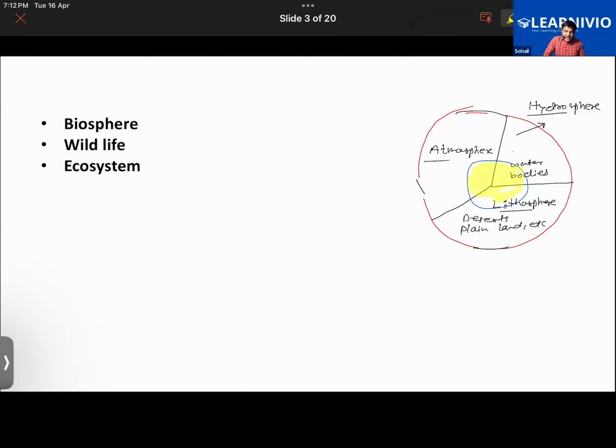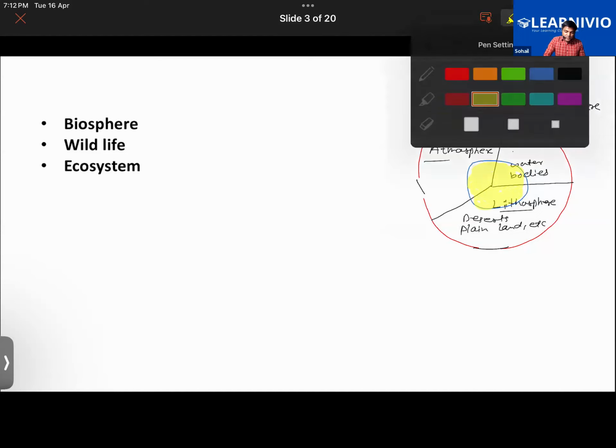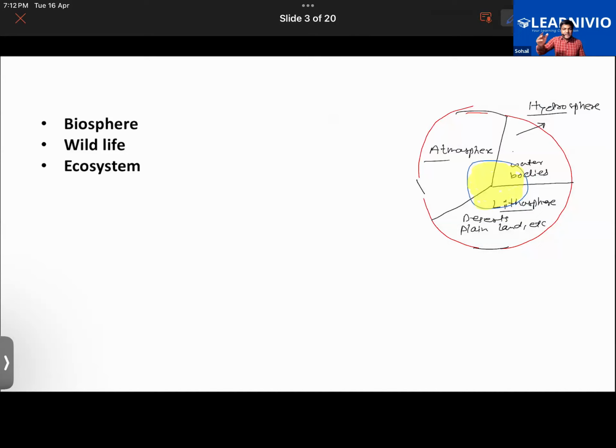Troposphere. The troposphere is a layer of the atmosphere. Troposphere, stratosphere, mesosphere, that is another topic. When you study the layers of the atmosphere, you get to see the different layers. Right now, we are talking about the physiographic division of Earth. How many major spheres are there? Major spheres are three, talking about the physical division of Earth.